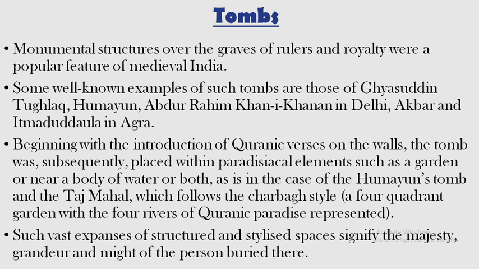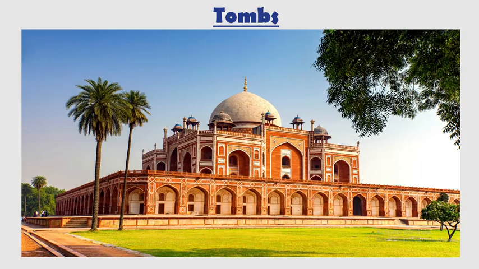As in the case of Humayun's tomb and the Taj Mahal, which follows the Charbagh style. Please understand, the Charbagh style is a four quadrant garden with the four rivers of Quranic paradise represented. Such vast expanses of structured and stylized spaces signify the majesty, grandeur, and might of the person buried there. This is an example of tombs. Here you can see Humayun's tomb.